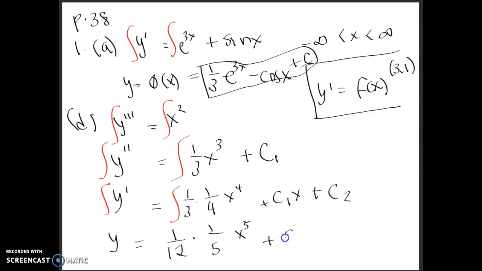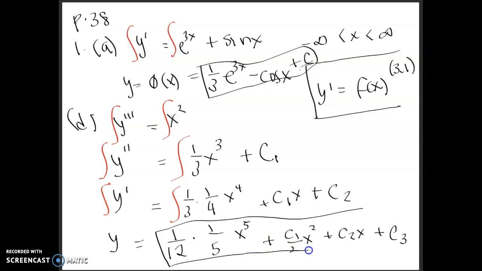plus c1 over 2 x squared plus c2x. And don't forget about our last constant, c3. And that's it. That's how we find it. This is like the simplest form of the differential equations that we're starting with. Okay, so this is our answer for D. And of course that fraction is going to be 1/60.